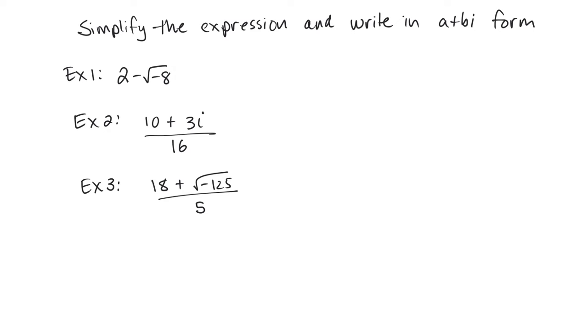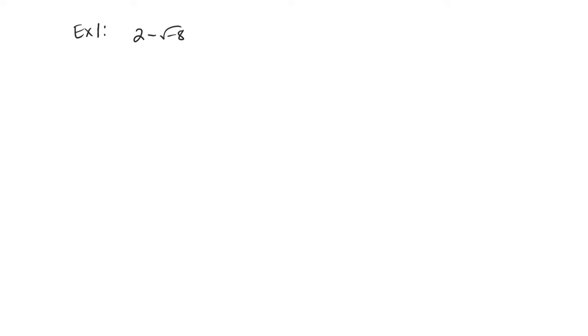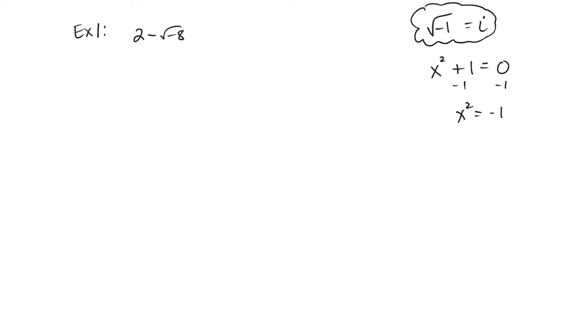Alright, in this video we're going to look at simplifying expressions that involve complex numbers and getting them into this a plus bi form. Alright, so the first thing to understand is that there is a number, the square root of -1, and that is defined as i. So that came about from solving something that is supposedly as simple as just x squared plus 1 equals 0. Well, if we go to solve that, we're trying to figure out what number times itself is equal to -1, and there's no real solution.